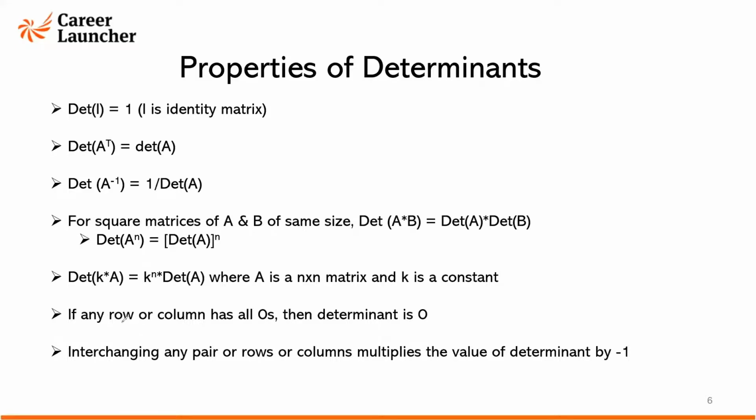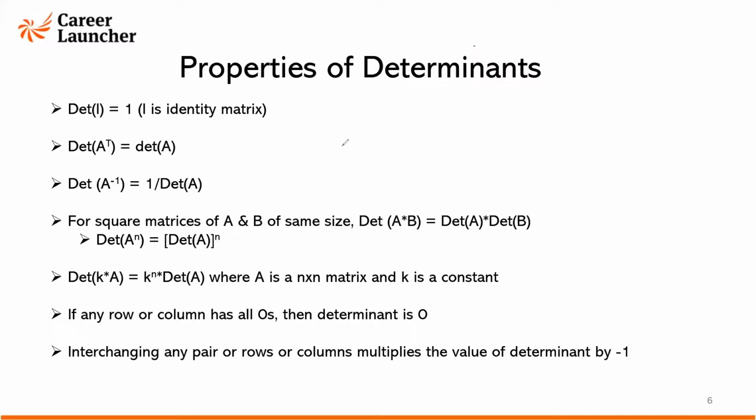If all the elements of one particular row, or one particular column, are zeros, then don't waste your time finding the determinant. The answer is 0. A simple example is 1, 2, 1, 0, 0, 0, 2, 3, minus 1. If this is A, then determinant of A is 0. My job is done. Similarly, if an entire column is made of zeros, then also the answer will be 0 itself.